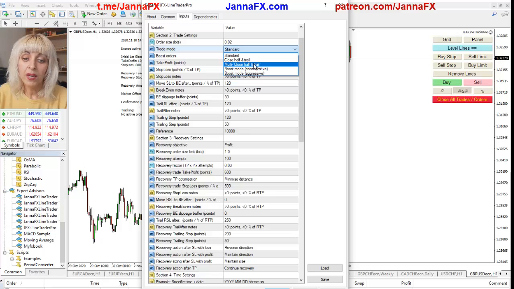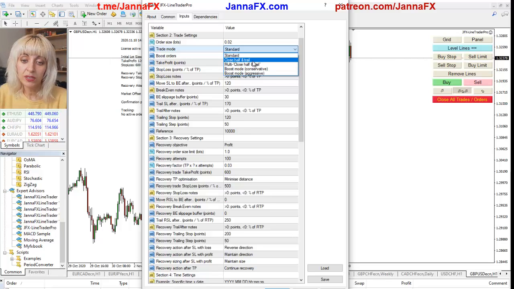So that's the system. The other modes, boost mode conservative and boost mode aggressive, are also similar to this concept of pyramiding, but they have a little bit of differences. I'm not going to spend time on it now, but they will also continue to buy or sell the moment the previous trade is closed. But the last trade will not be recovered. If you already have a profit, there is no need to recover. I will need to explain it to you a little bit more afterwards.